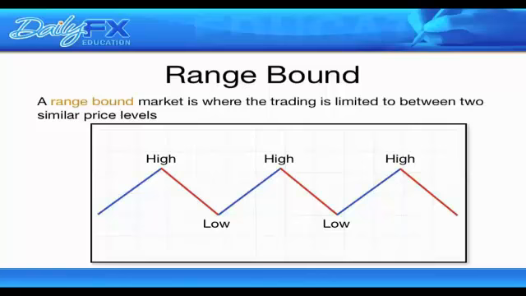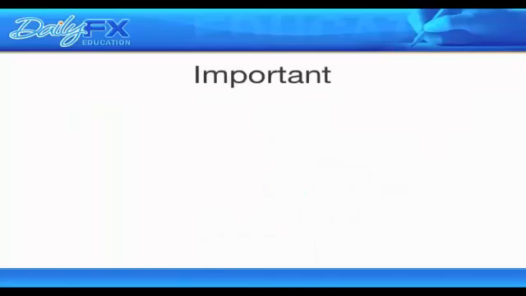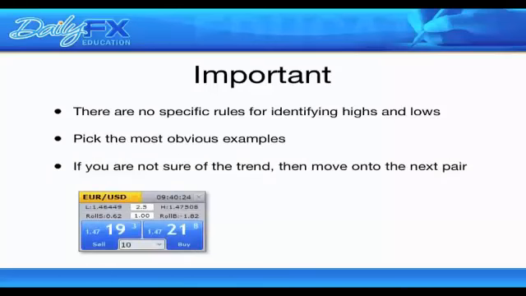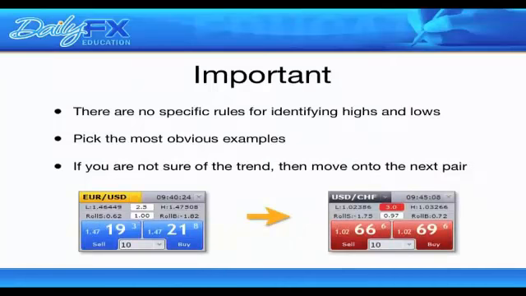And as you can see, recognizing each of these market conditions can be fairly easy, and you can use that to your advantage in your trading. Now, it's important to note that there are no specific rules for identifying highs and lows to use for trend analysis. The idea is to pick the most obvious examples of an uptrend or a downtrend or a range-bound market. If you're not sure of the trend, then move on to the next pair where the identification is easier. Take advantage of the fact that there are many pairs to trade. This is one of the advantages of trading the FX markets.